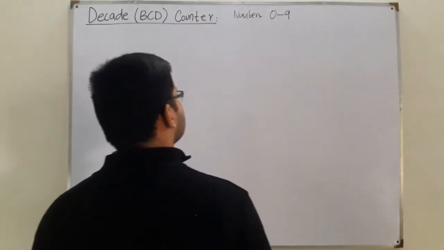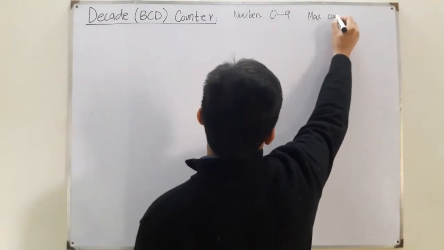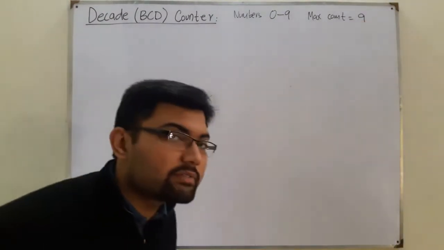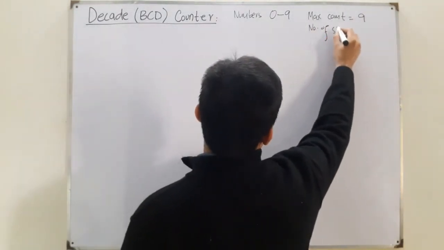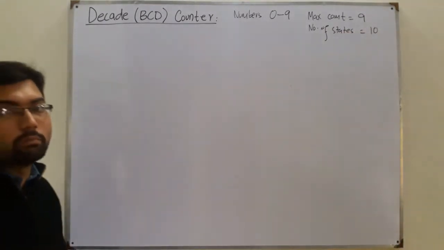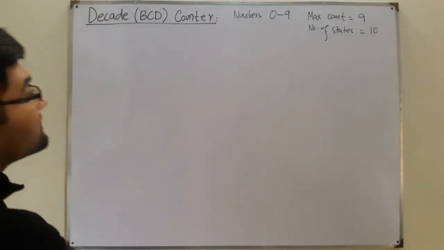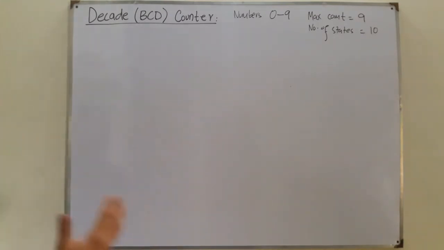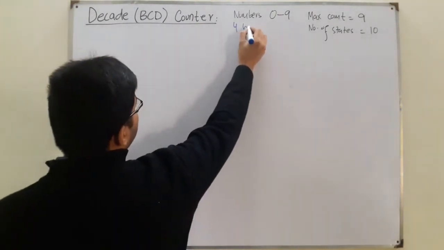Is that fine? Now 0 to 9 means the maximum count in this case is 9. And we also know that the maximum count is 1 less than the number of states of the counter, which means that the number of states of this counter would be 10. Isn't it so? Yes. So let me draw this diagram. Now for the BCD, we will need 4 bits, because 3 bits can count till a maximum of 7. So we will need a 4 bit counter.